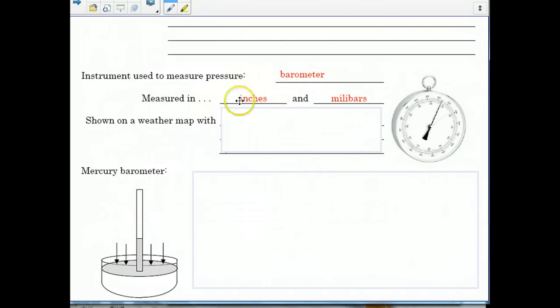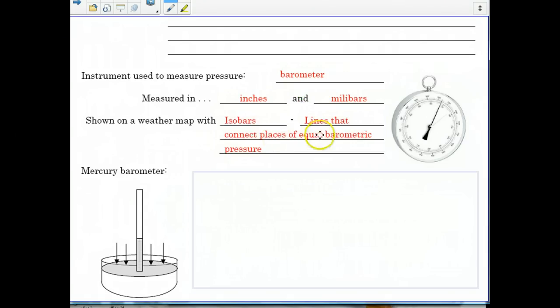We use something called inches and millibars to measure air pressure. And in terms of inches, it's inches of mercury, and it really is how high this column of mercury would be pushed up if you have a mercury barometer. That's where the inches of mercury comes from. On a weather map, if we're using a barometer, what do you think we would show? Like we showed isotherms, we might show on a regular weather map, yes, you got it, isobars, lines that connect places of equal pressure.